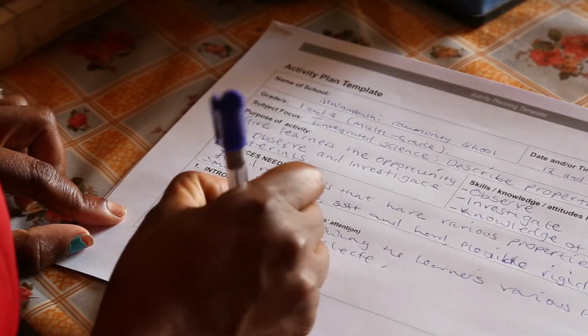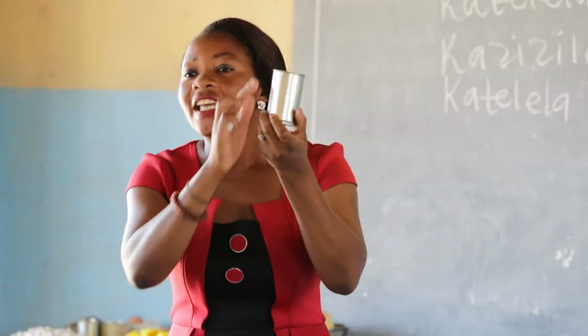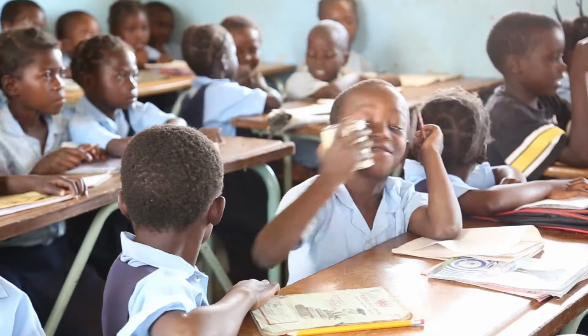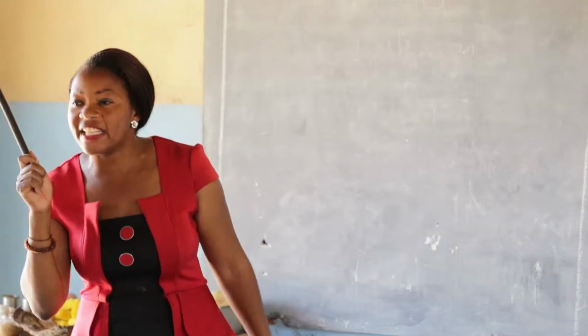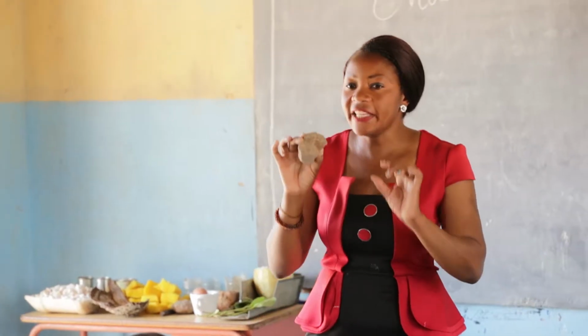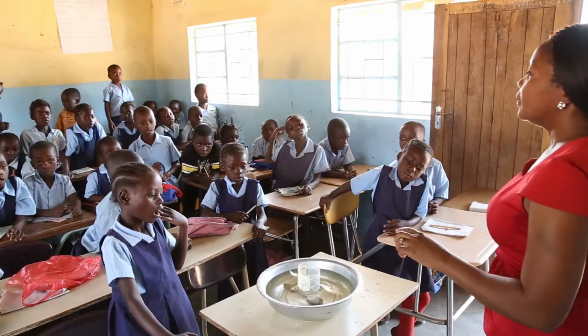Charity is thinking about how best to teach her young learners about the concepts rough and smooth, hard and soft, flexible and rigid, strong and fragile, as well as sink and float.